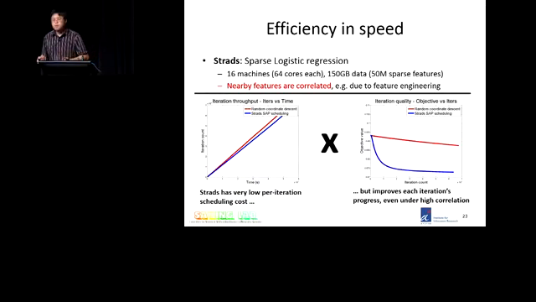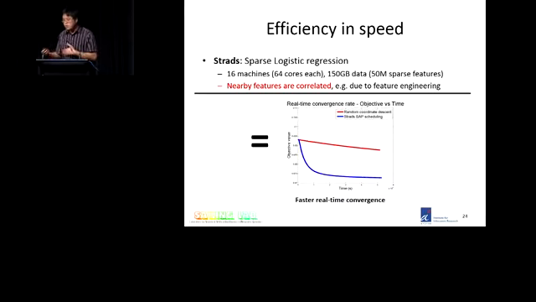Applying the STRADS system allows that curve to be a lot steeper. Basically, it's making a lot more progress for each iteration without compromising on iteration throughput, which is the left graph. Right? So you can see that the gap between the left graph, the 2 lines, there's a little bit of penalty for applying the dependency checking and prioritization, but it's very small. Take the product of these 2 graphs, and you essentially get a real-time convergence curve that is a dramatically improved system.